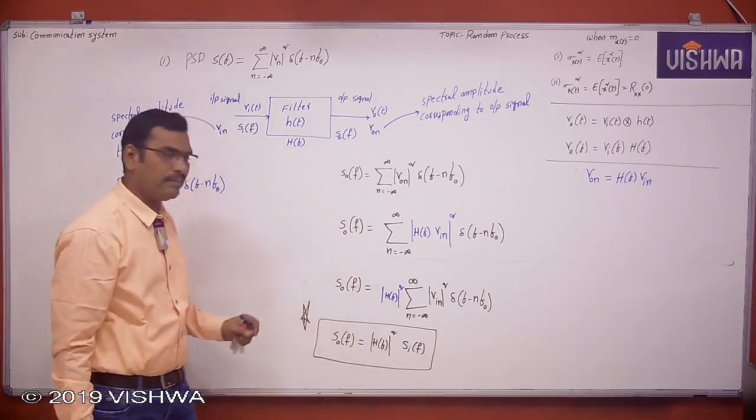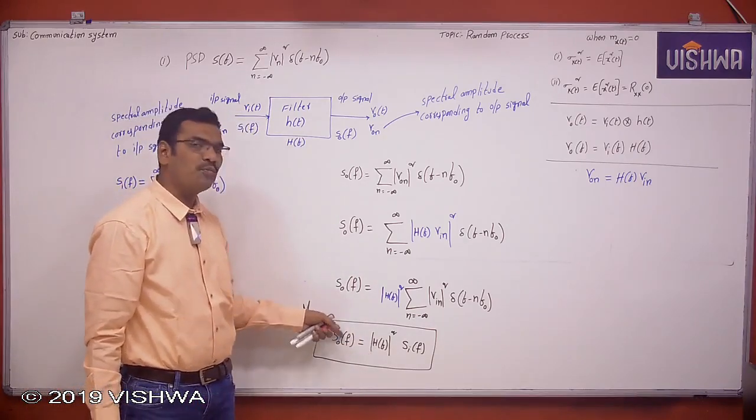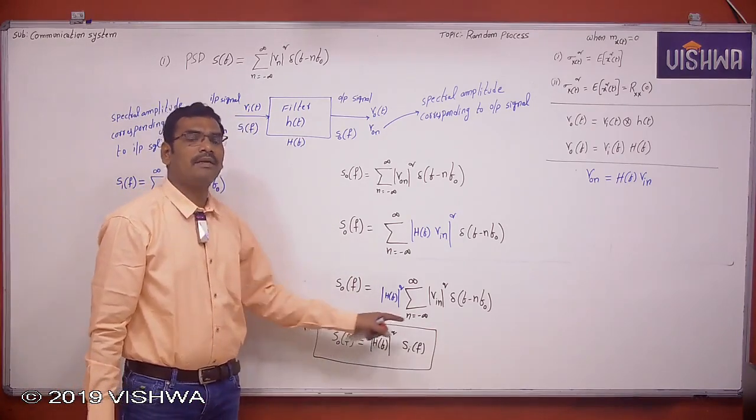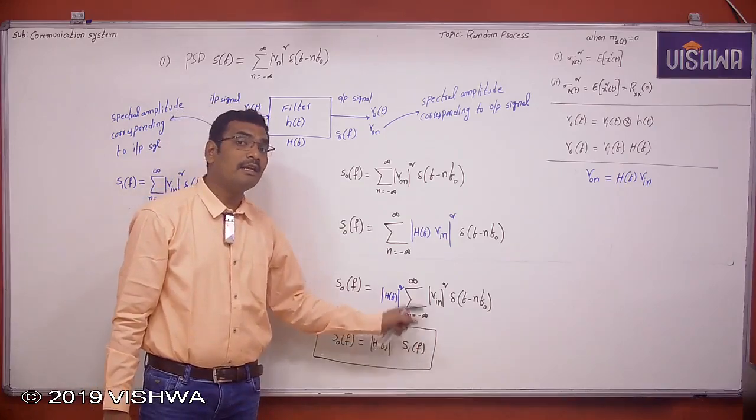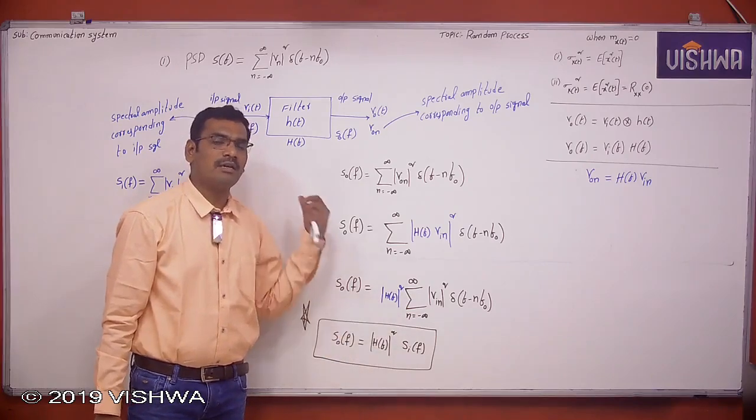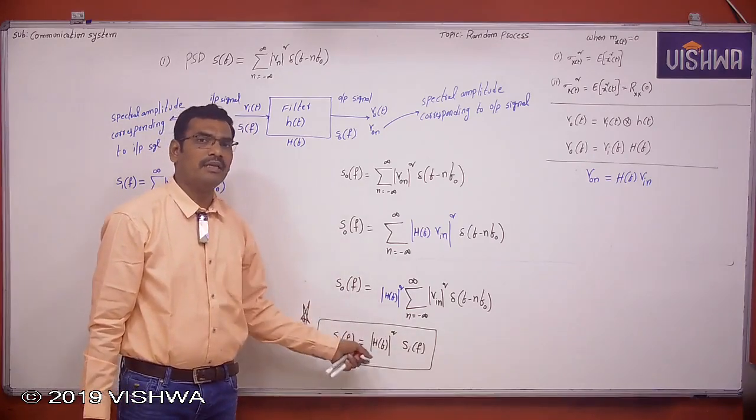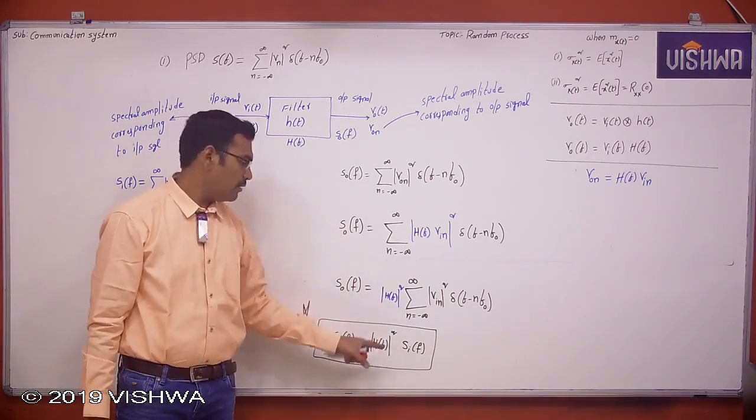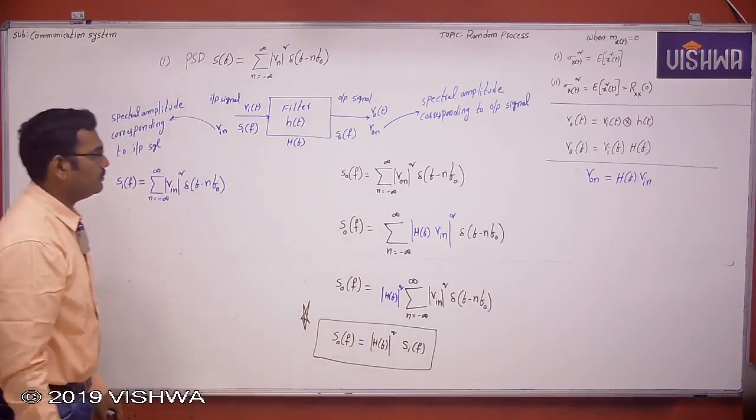Okay, this is very important. The power spectral density at the output of any filter is nothing but the power spectral density at the input of the filter multiplied with the square of the frequency response, or the square of the transfer function, of that particular filter. Okay, note down.